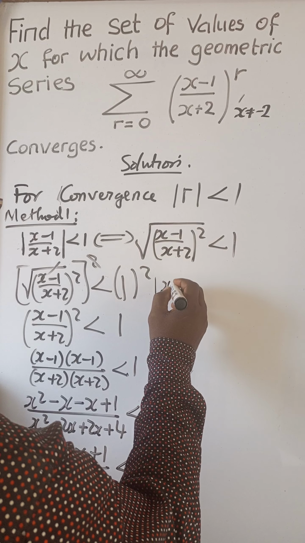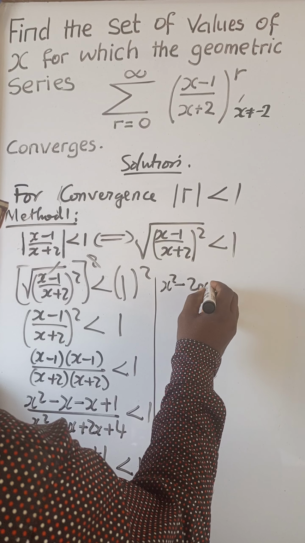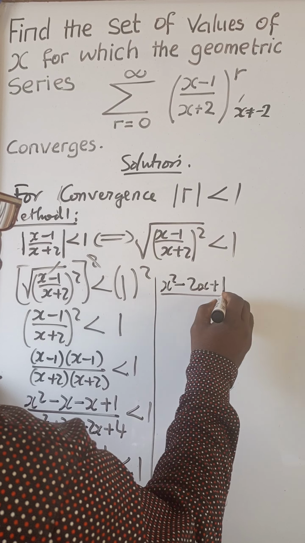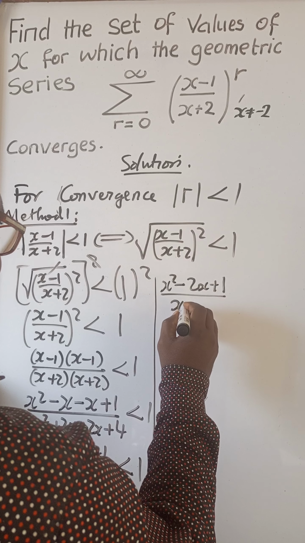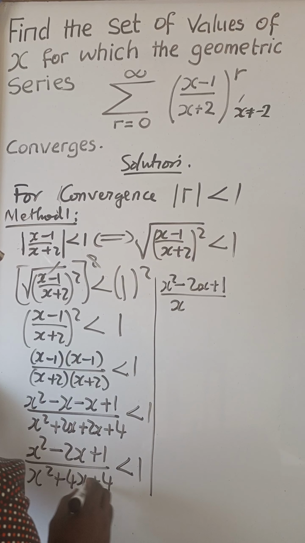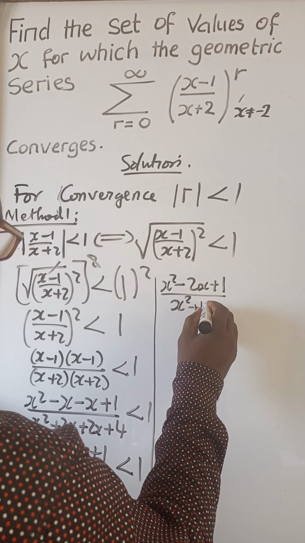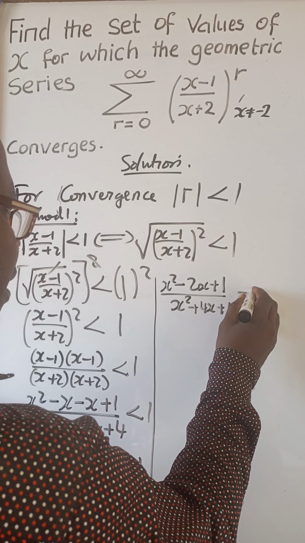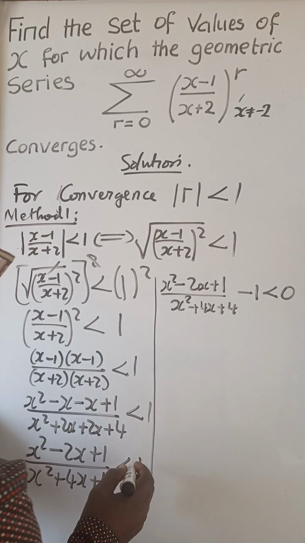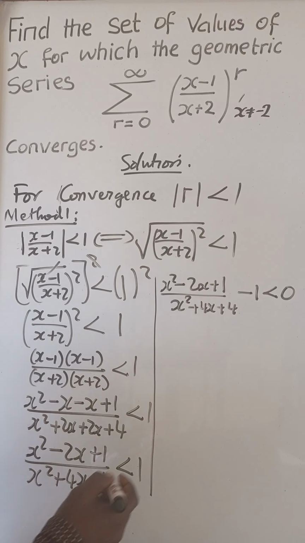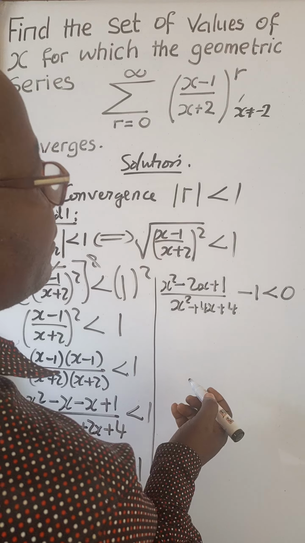So we're going to have x squared minus 2x plus 1 all over x. This one down here, all right, let's put it there: x squared plus 4x plus 4 minus 1 less than 0. We have taken this positive 1 to the left-hand side, so I'll have 0 on the right-hand side.